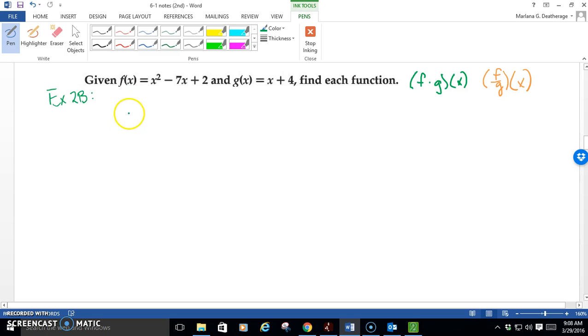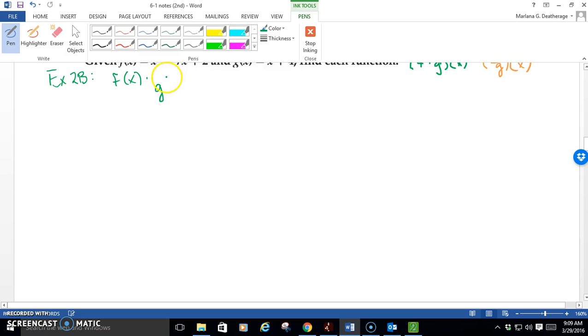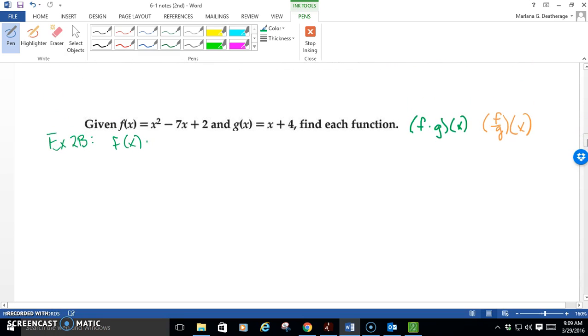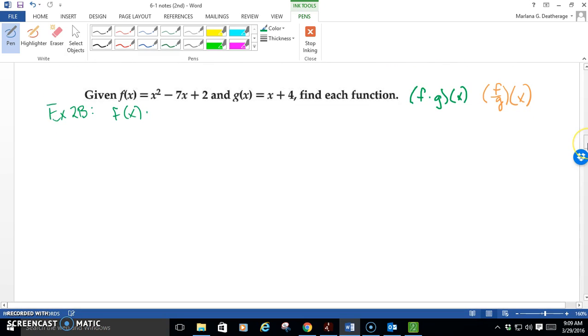Alright, so we want to do f times g of x, which is f of x, I'm going to rewrite it like this, times g of x. Excuse me for just a second. I'm still not adjusted to using this pen yet. Alright, f of x times g of x.